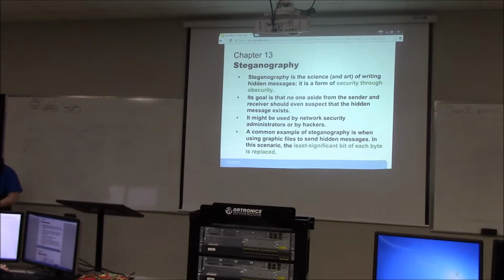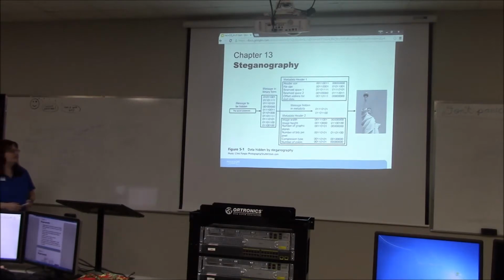So this could be used by security administrators. It could be used by hackers for different purposes. But especially when we use a graphic file to send a hidden message. The phrase to remember, especially on this slide, is the least significant bit of every byte of information is replaced. And that's just enough to hide something in the message, but just a small enough amount of change that it wouldn't be suspected, and to the naked eye, you don't see a difference.